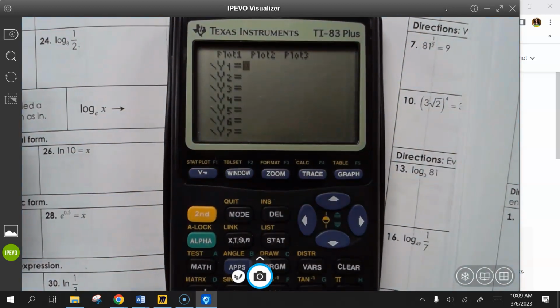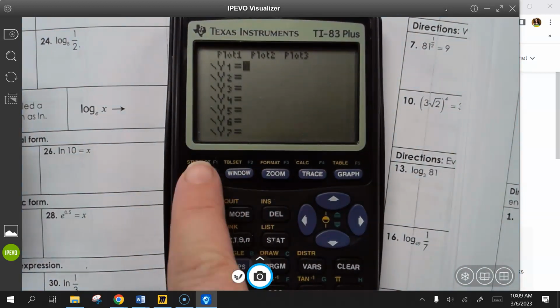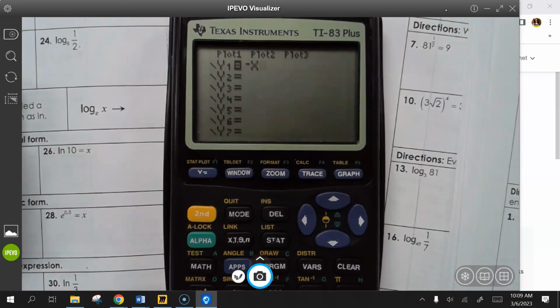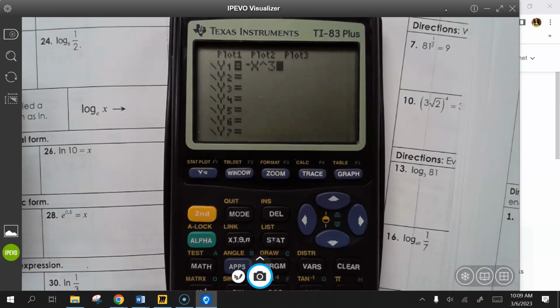All right, so I'm going to do y equals. Hit the y equals button here. And I'm going to type negative. Use the x button beside the alpha. X raised to the third.